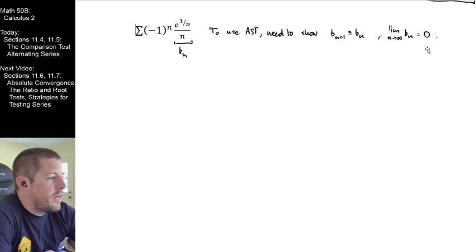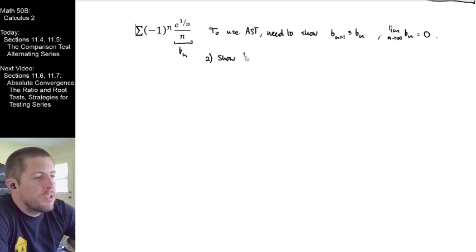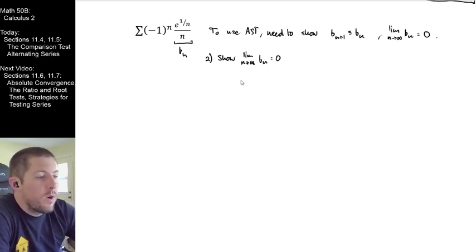Neither of these seem to be 100% obvious to me. I guess the limit looks reasonable, so I'm going to do the limit first. I'm going to label that number 2. I'm going to show the limit as n goes to infinity of b sub n. I almost just wrote that wrong again. So what are we trying to do here?